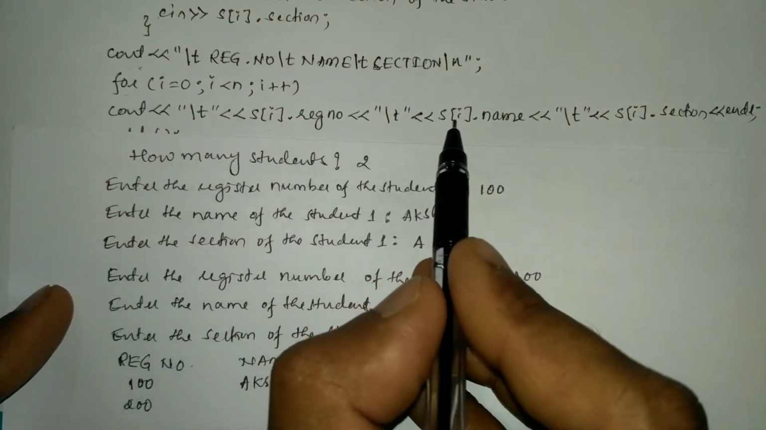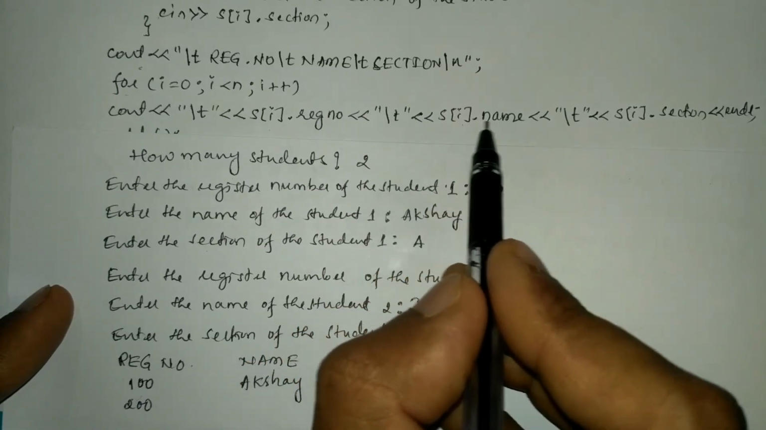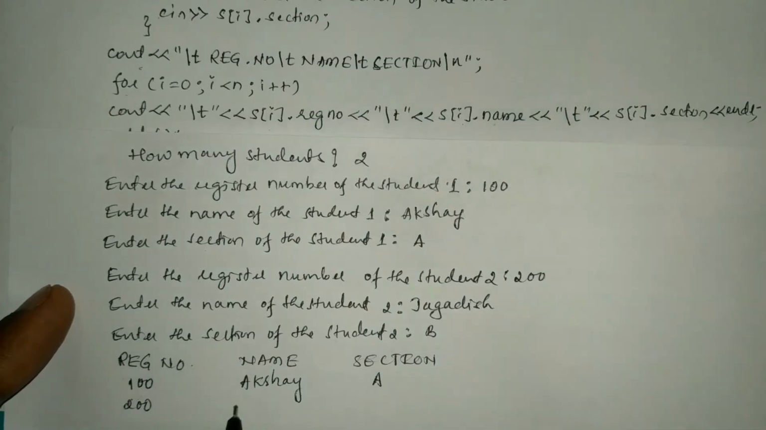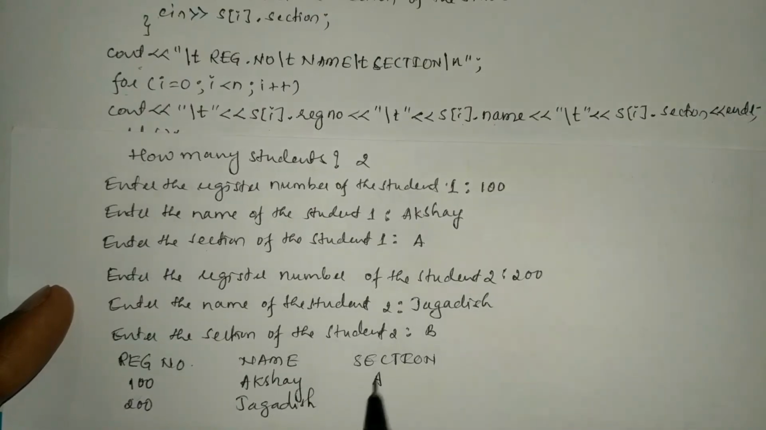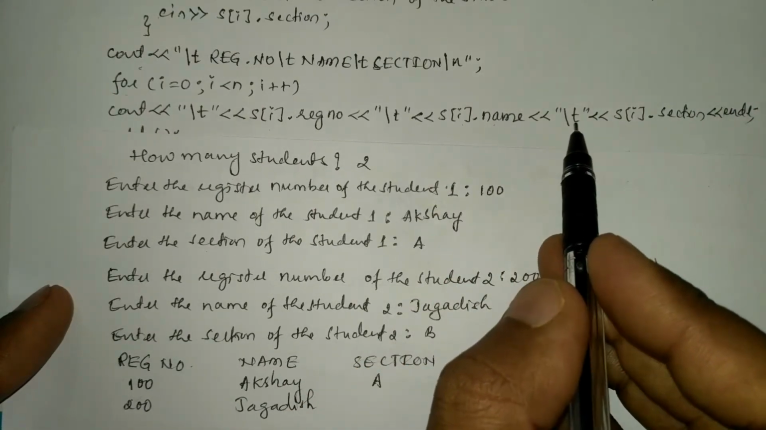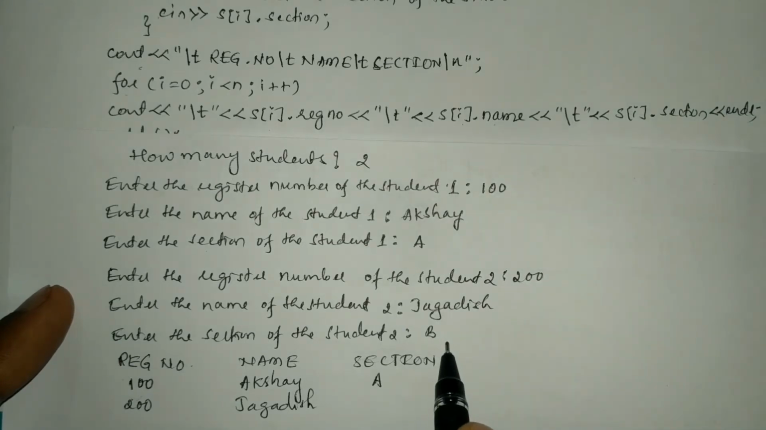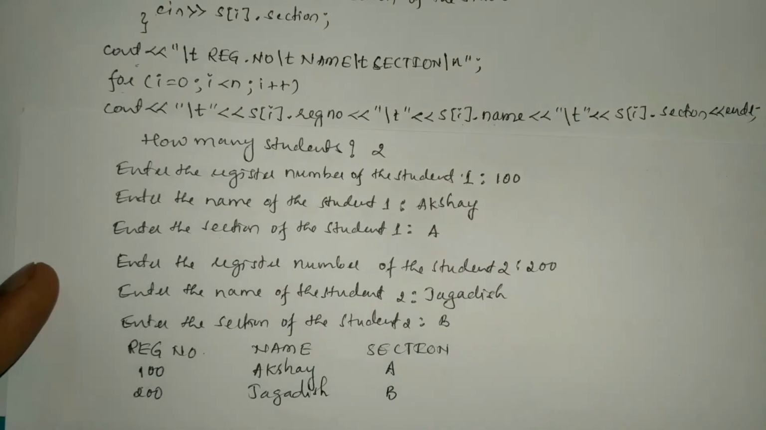Once again it is going to provide the tab space, then s of 1 dot name. S of 1 dot name is Jagadish. Here I'm going to write Jagadish, right? So next, provide the tab space, s of 1 dot section. So Jagadish's section is B. So here it is going to print B.